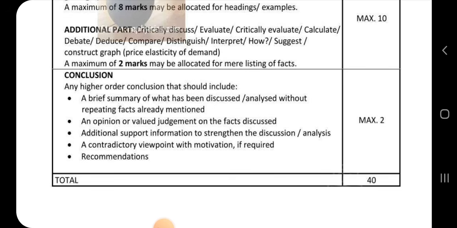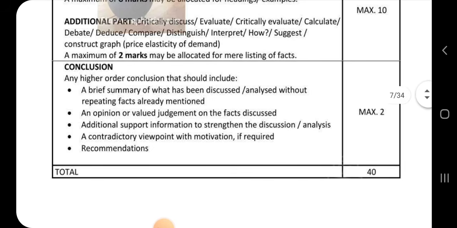For this introduction and conclusion, you should get those marks whatever. You need them. Additional support information to strengthen the discussion or the analysis. A contradictory viewpoint with motivation is required. Or you can also do a recommendation. This is what you recommend. That is how you structure your essay.